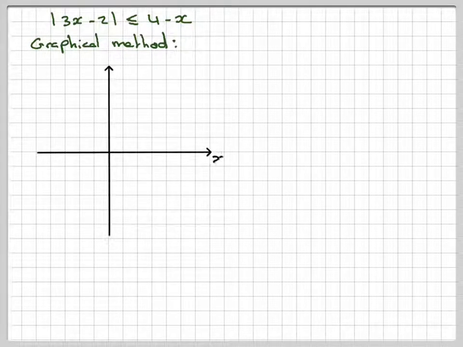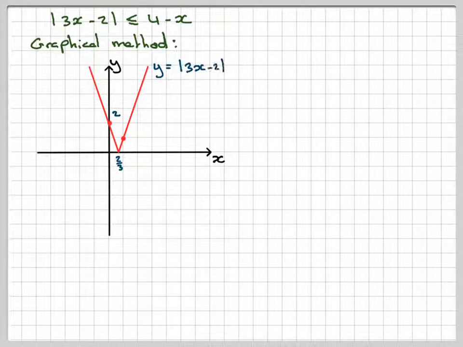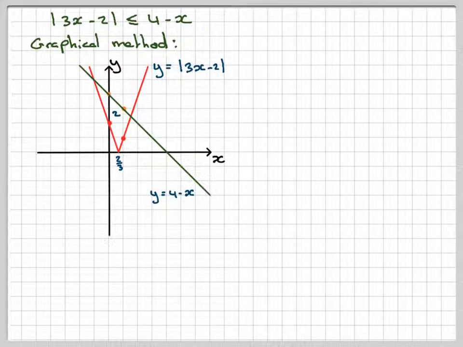Right, to solve the inequality, 3x minus 2 is less than or equal to 4 minus x, there are two methods we can do. The graphical method, so if we draw our graph of the absolute value of 3x minus 2, and then on that, if we now draw the graph of 4 minus x, so think of it as minus x plus 4, so it goes through 4, and then a gradient of minus 1 is 1 along, 1 down. Then this is the graph of y is equal to 4 minus x.